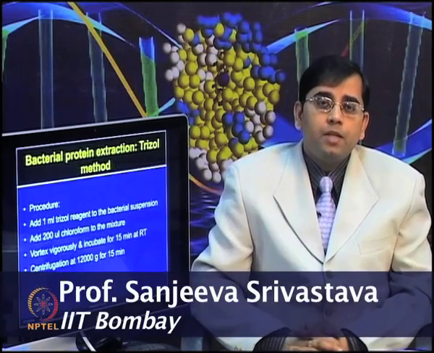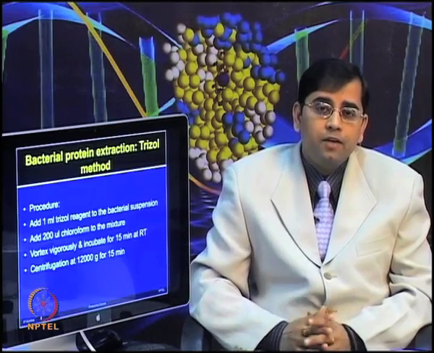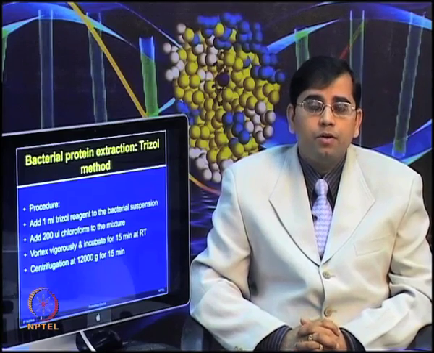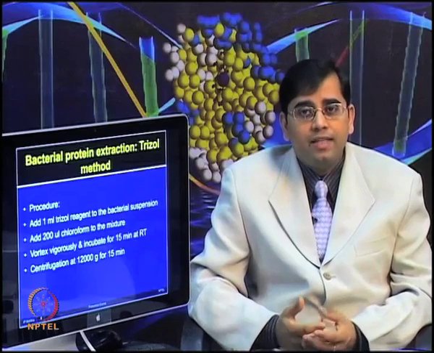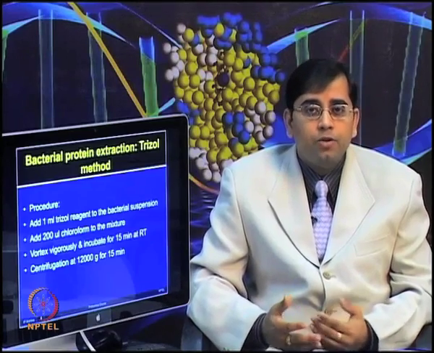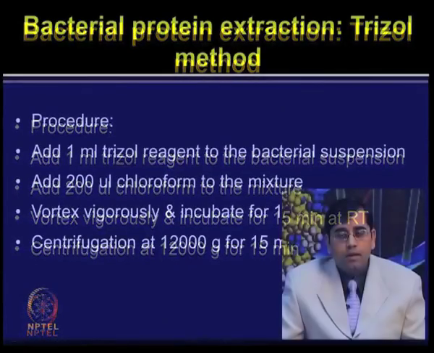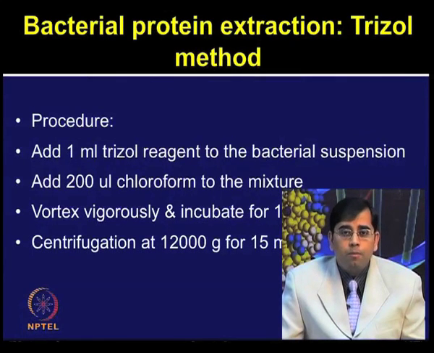Let me brief you about the procedure. This is not the exact detail of the protocol, I am just giving you a few numbers for your reference. One can modify these depending upon how much protein extract they want and based on their sample. So, you can start with 1 ml of Trizol reagent and add that to the bacterial suspension, then add 200 microliter of chloroform immediately to the same mixture. Vortex this mixture vigorously for 15 to 30 seconds and incubate it at room temperature for 15 minutes.